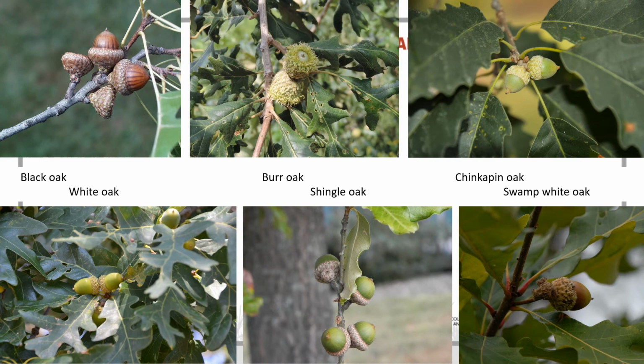And so there are some keys out there that will help you key fruit. And if you want to key acorns, that's probably one of the best ways. If you can get the acorns before the wildlife do, then you can use that as a key characteristic for the oaks.